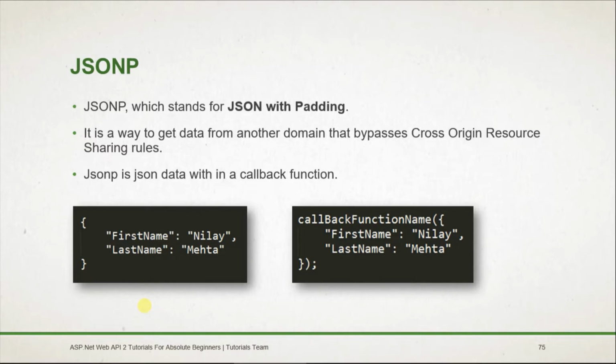In the below example, you can see that the image on the left-hand side represents our data in the form of JSON, while the image on the right-hand side represents the data in the form of JSONP. You can see that it only adds the callback function name, and within the parentheses we specify our JSON format. Let's modify our web API such that it returns JSONP.